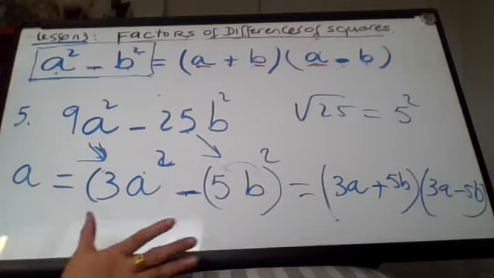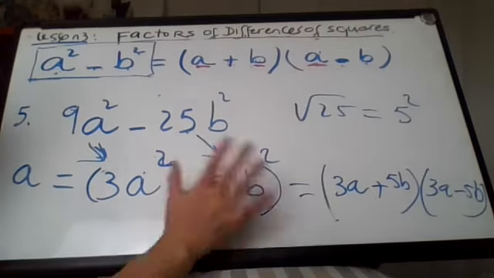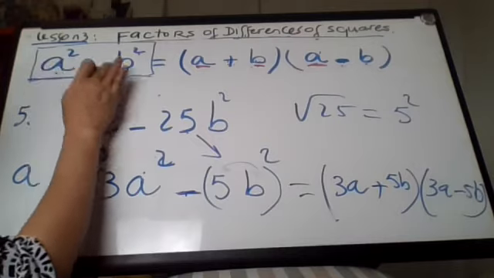Okay, so at this point, I'm going to summarize for you. This is A squared minus B squared.